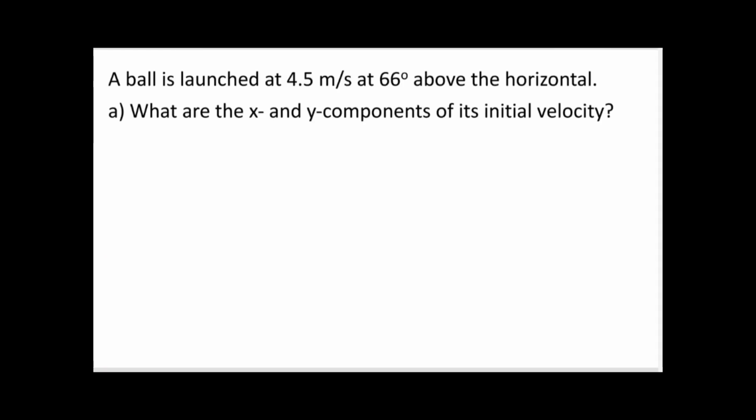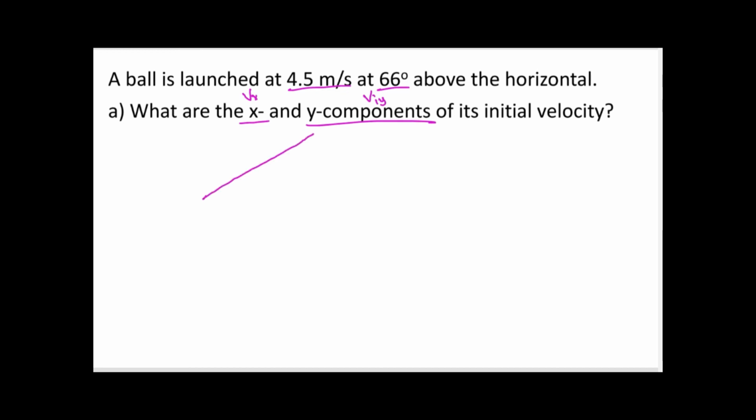In this one we have a ball launched at 4.5 meters per second at 66 degrees above the horizontal. So when you have an angled projectile, you're basically given a vector velocity at the beginning, whereas in a horizontal projectile, you probably remember that was like the last thing you were given. And so this one wants the x and y components of the initial velocity. So it's looking for the vx and the viy.